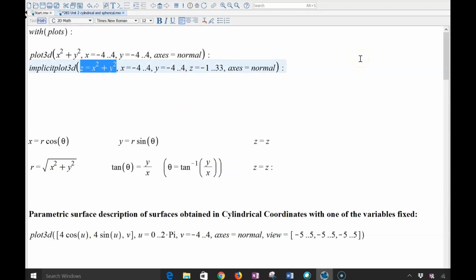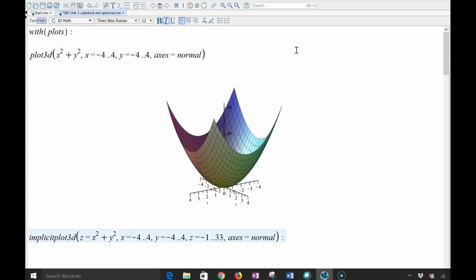In the previous video we converted that to cylindrical coordinates and spherical coordinates, but what we're going to look at doing here is the quote-unquote normal ways to plot those. That would be using the plot3d command. If you're using plot3d, you just put the expression involving the two variables in, and then you put your x and y ranges in. I chose the normal axes options.